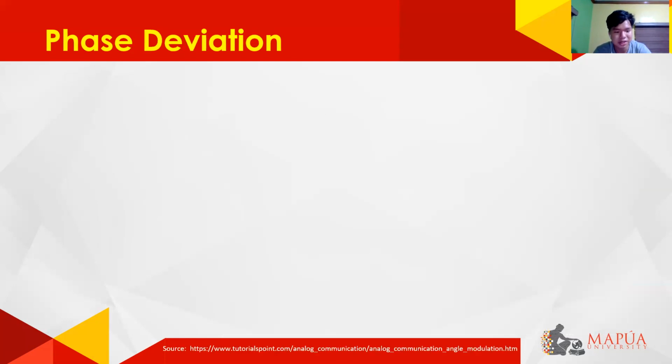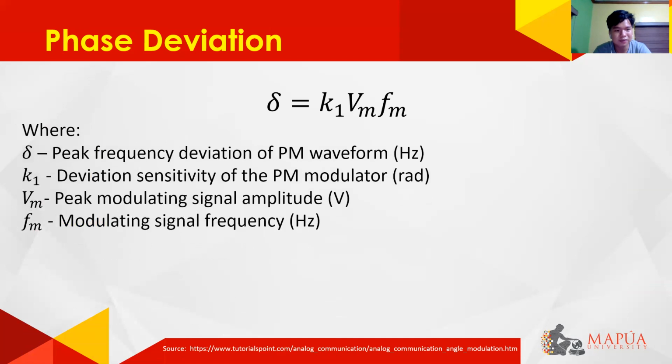Okay, so let us now discuss phase deviation. We have here the phase deviation formula, where the first part is the peak frequency deviation of the PM waveform, which is in hertz. K sub 1 represents the deviation sensitivity of the PM modulator, and its unit is radians per volt. V sub M is the peak modulating signal amplitude in volts, and f sub M is the modulating signal frequency.